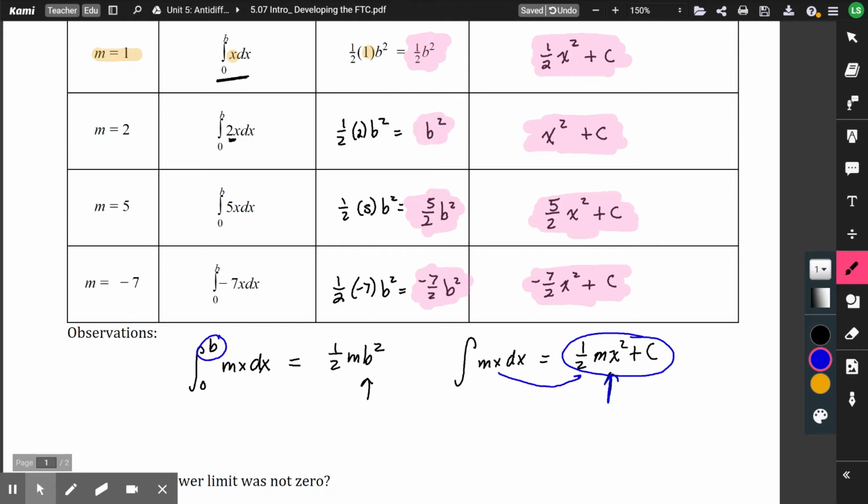So the next question would be to ask, does the plus c have anything to do with this? What happens if we don't have a 0 in the denominator? So we're going to take a look at another example, this time moving away from triangles and moving into trapezoids to see if we can figure out what happens to that plus c and what happens to that 0 in the bottom.